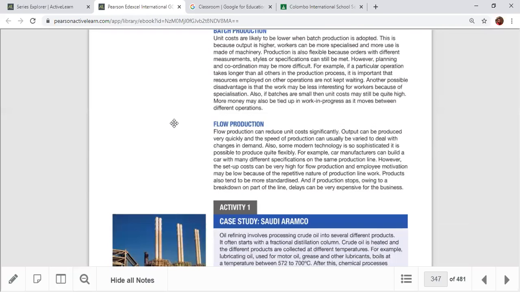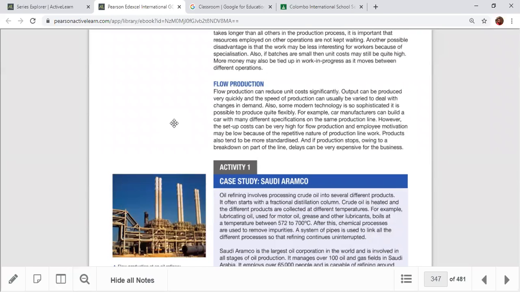Okay, the other one is flow production evaluation. Flow production can reduce unit cost significantly. If you ask what is the lowest cost production method, it is flow production, no doubt about it. Why? Because you are continuously producing the same standard item, using more capital intensive methods. Therefore, output can be produced very quickly, and the speed of production can usually be varied to deal with changes in demand. Also, modern technology is sophisticated and can be used quite flexibly. For example, a car manufacturer can build cars with many different specifications on the same production line.